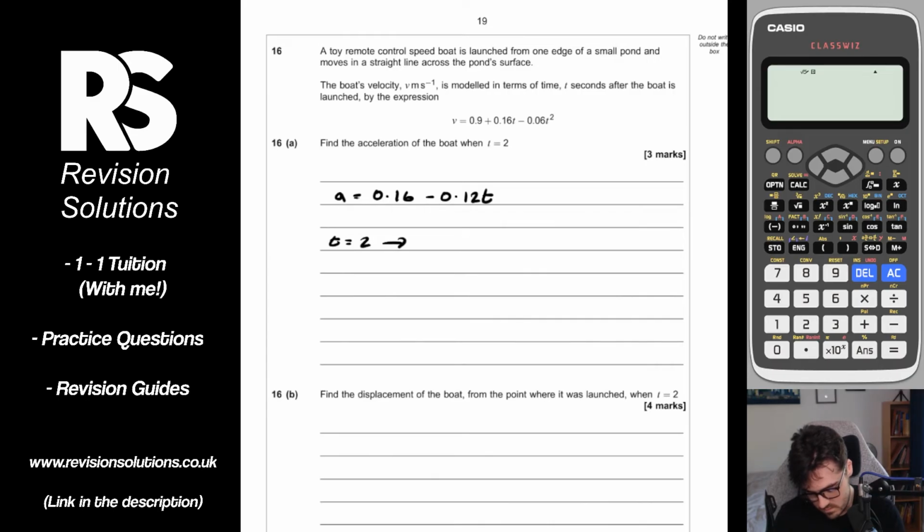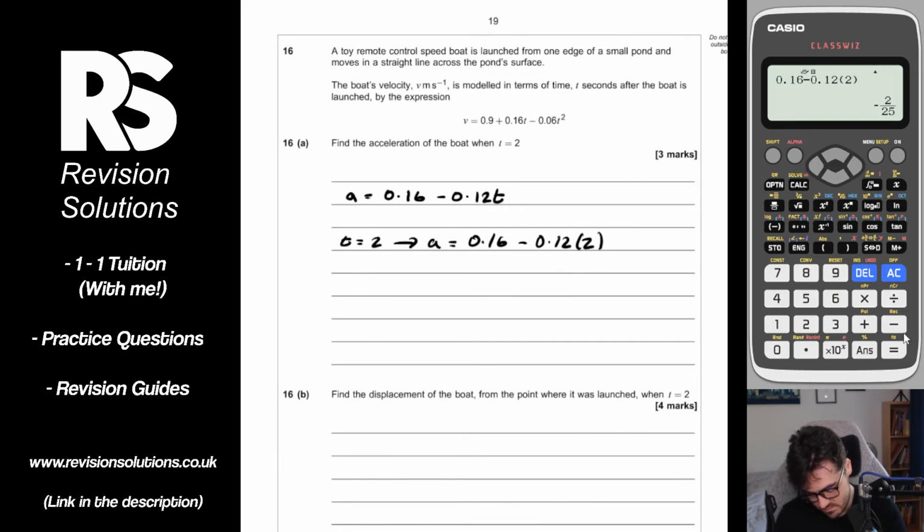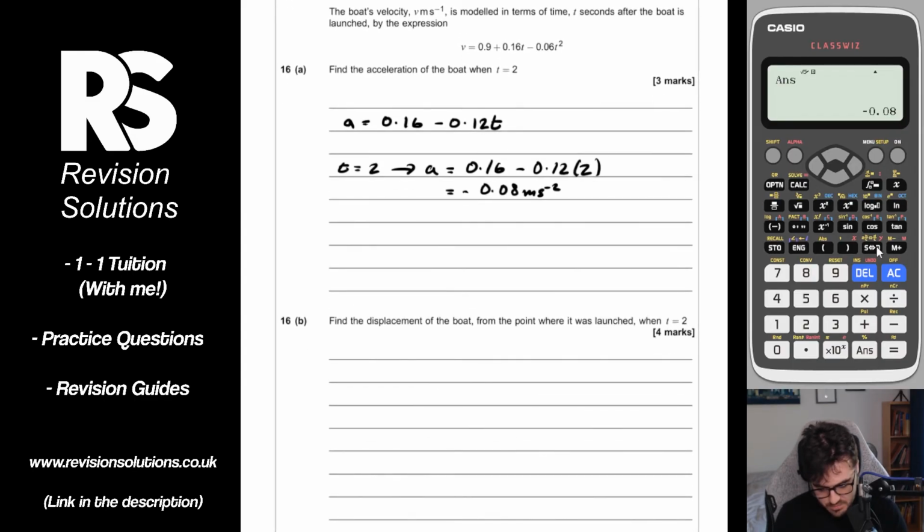And then when t equals 2, the acceleration is just going to be 0.16 minus 0.12 times 2. So plugging that in, 0.16 minus 0.12 times 2. That's minus 2 over 25. Well, let's leave it as a decimal. That's what we've been working in. So minus 0.08 meters per second squared.